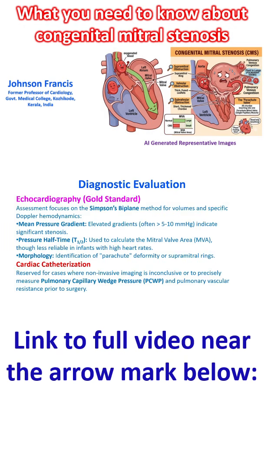Echocardiographic assessment focuses on Simpson's biplane method for volumes and specific Doppler hemodynamics. Mean pressure gradient across the mitral valve is elevated, often more than 5 to 10 millimeters of mercury, indicating significant stenosis. Pressure half time is used to calculate the mitral valve area.